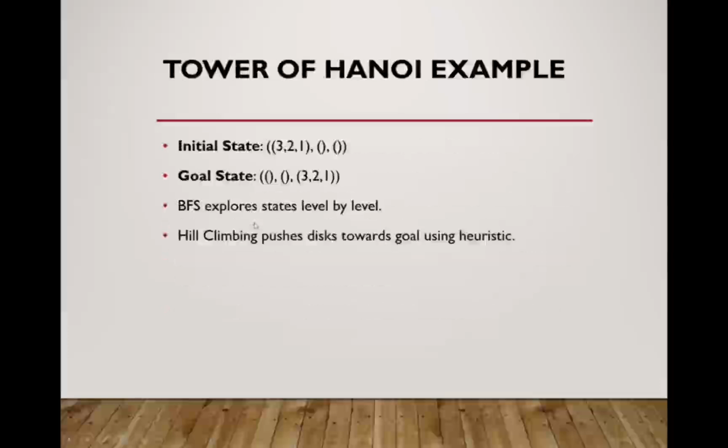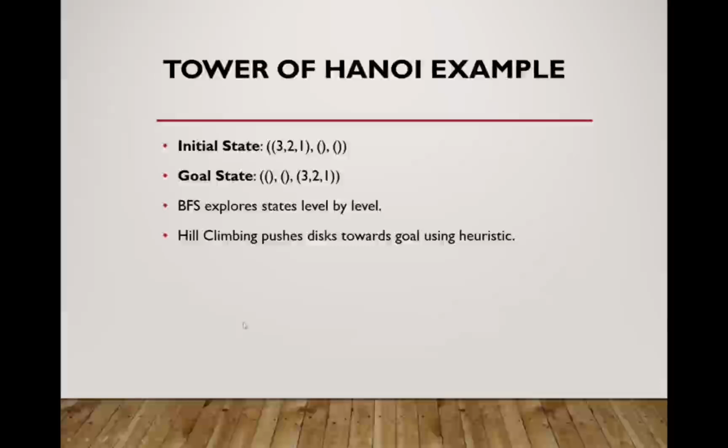And so the Tower of Hanoi example is here. The initial state is represented as 3 2 1 in the first peg. That means all three disks are in the first peg, and the goal state is 3 2 1 on the last peg. So BFS explores the state space level by level, ensuring that it finds the shortest sequence of moves. But hill climbing tries to push all the disks towards the goal by using heuristics, which makes it faster but not always reliable.